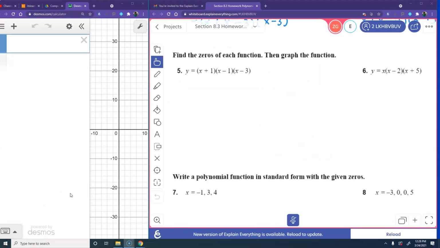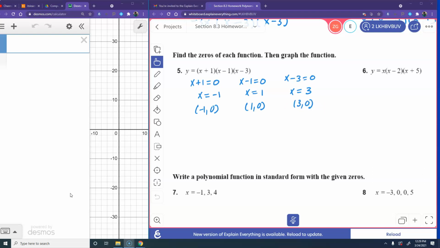For number 5, it says find the zeros of each function, then graph the function. So to find the zeros, we just have to say x plus 1 equals 0. So x equals negative 1. x minus 1 equals 0. So x equals 1. x minus 3 equals 0. So you have x equals 3. So your zeros are negative 1, 0, 1, comma 0, and 3, comma 0.